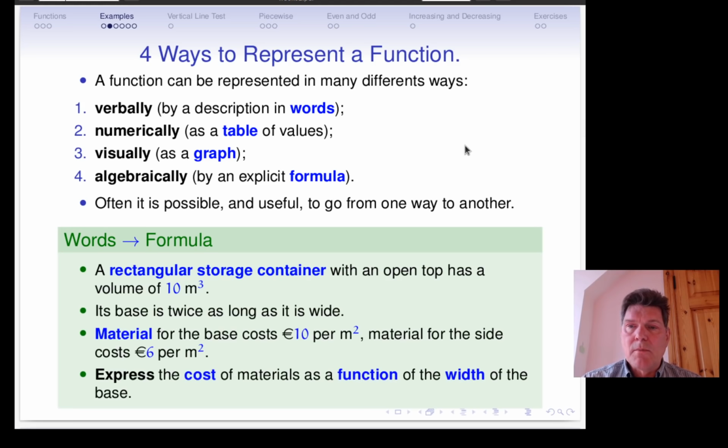A word problem typically asks us to convert a verbal description of a function into an explicit algebraic formula, so that we can work with that and compute things, maximize things. I won't do that now. And the example is here to illustrate how it makes sense to move from one type of description of a function to another.